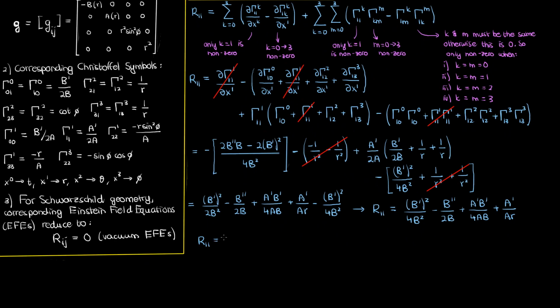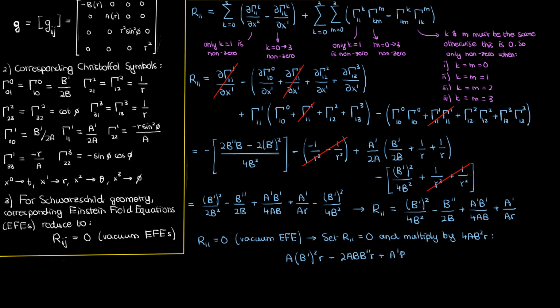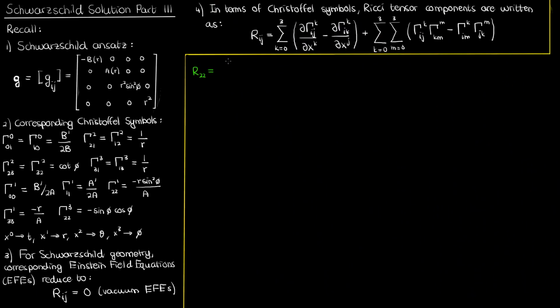Just like before, this Ricci tensor component has to satisfy the vacuum Einstein field equations, so R11 must equal 0. If we then set this Ricci tensor component to 0, we can now multiply both sides of this equation by the common denominator 4AB squared r. If we do that, we get the following equation corresponding to this R11 component. I'll call this equation 1. Lastly, let's calculate the 2, 2 component of the Ricci tensor.